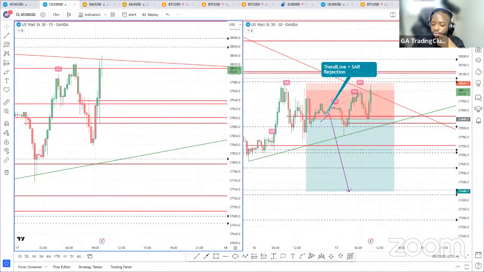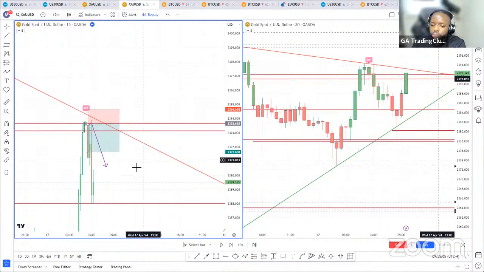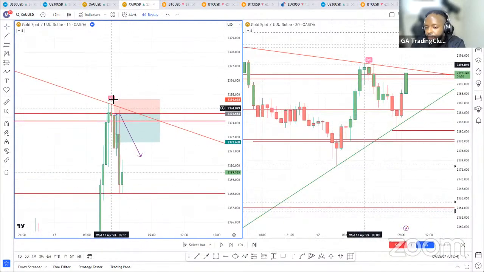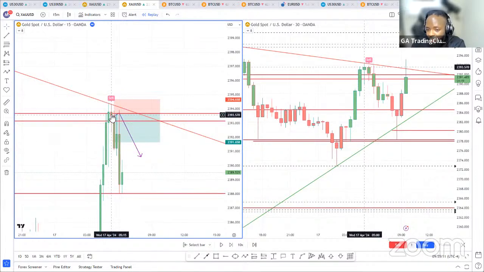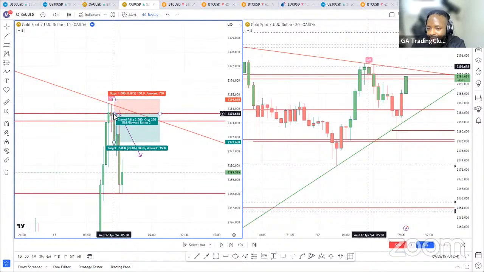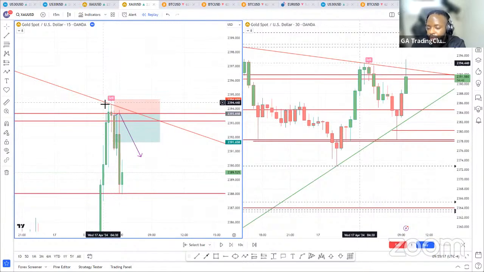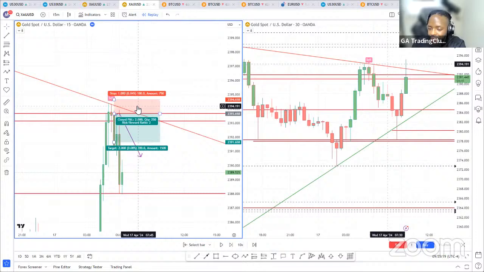Let's see. Hopefully you guys can see. Okay, so if we go back to that gold that I was showing, ideally it's as simple as that, right? You want rejection off of a trend line, close below an SAR, then you anticipate retracement to that SAR, stop loss above the previous swing high, and then you just do at least a 1:2.